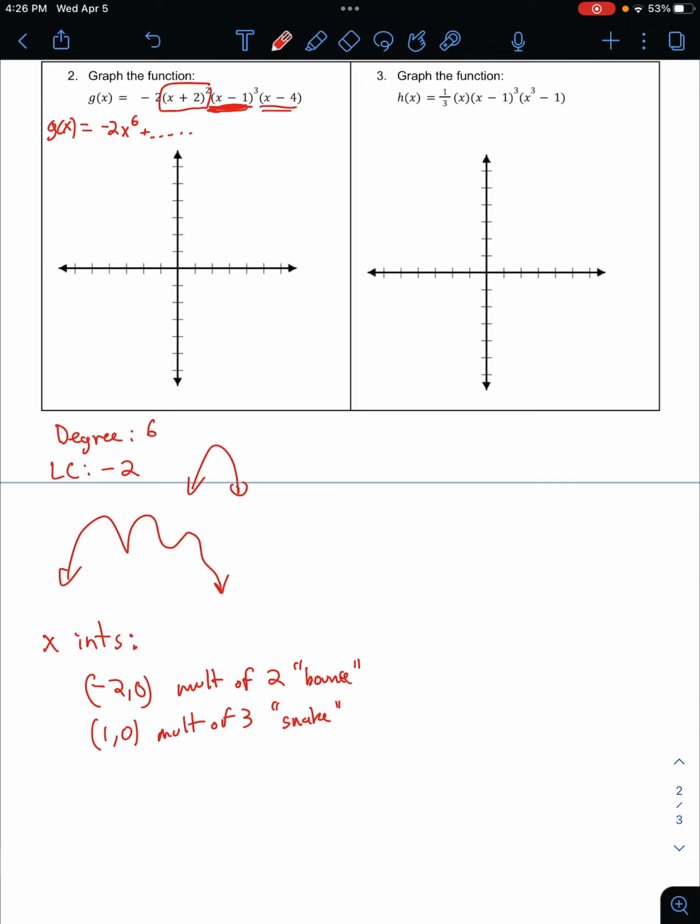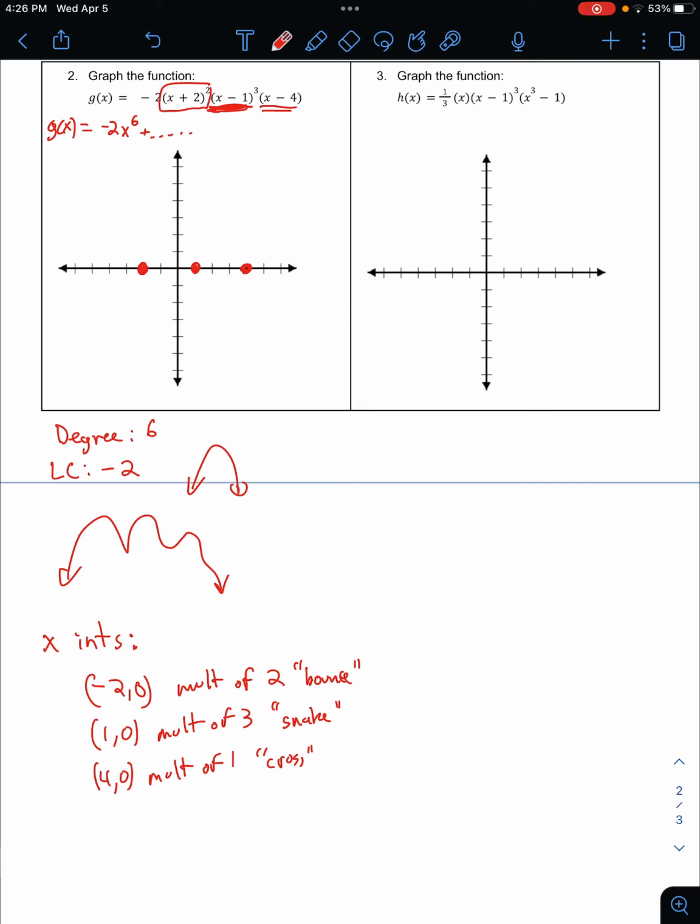And then at x equals 4, or 4, 0, we have a multiplicity of 1, so we just cross the axis at that point. So I'll plot those down. We have negative 2, 0, we have 1, 0, we have 4, 0. Those are my x-intercepts.